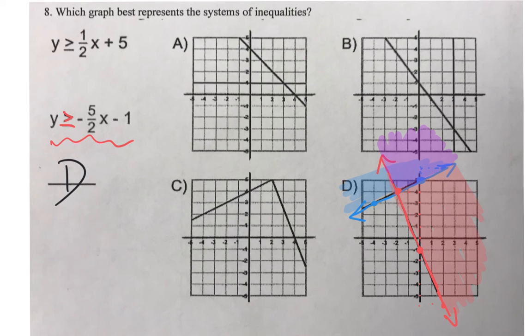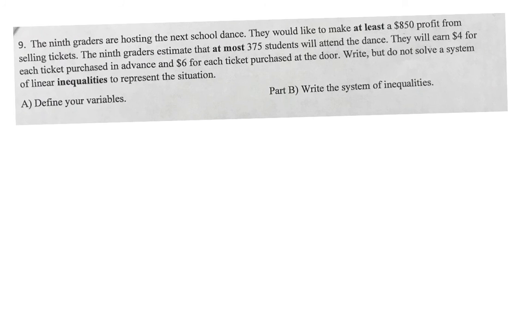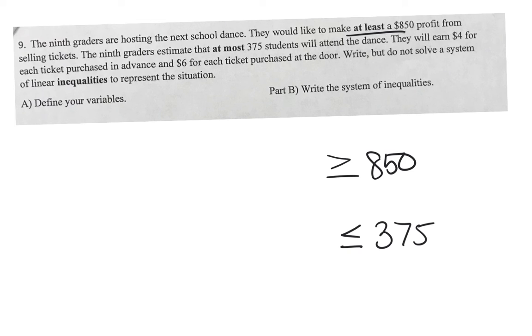Okay, moving on. Question 9, the 9th graders are hosting the school dance. They would like to make at least, so they can make greater than, they can make equal to, but they don't want to make less than $850 profit. The 9th graders estimate that at most 375 people will attend. So 375 is the most. So you will either be less than that or equal to that.